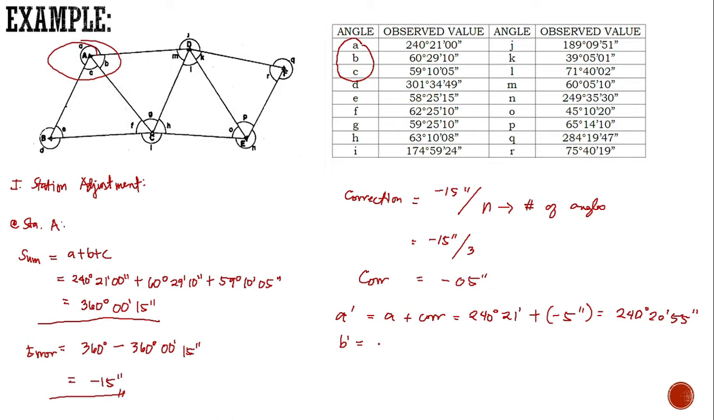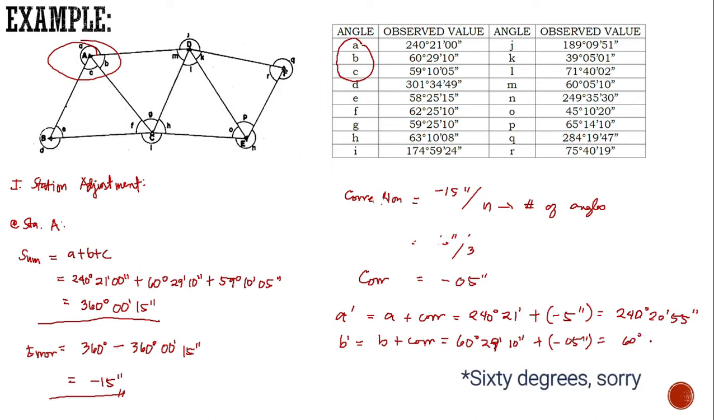For B, since our B is equal to 60 degrees, 29 minutes, and 10 seconds, we just add the correction of negative 5 seconds. Our adjusted value for B at station A is equal to 60 degrees, 29 minutes, and 5 seconds.